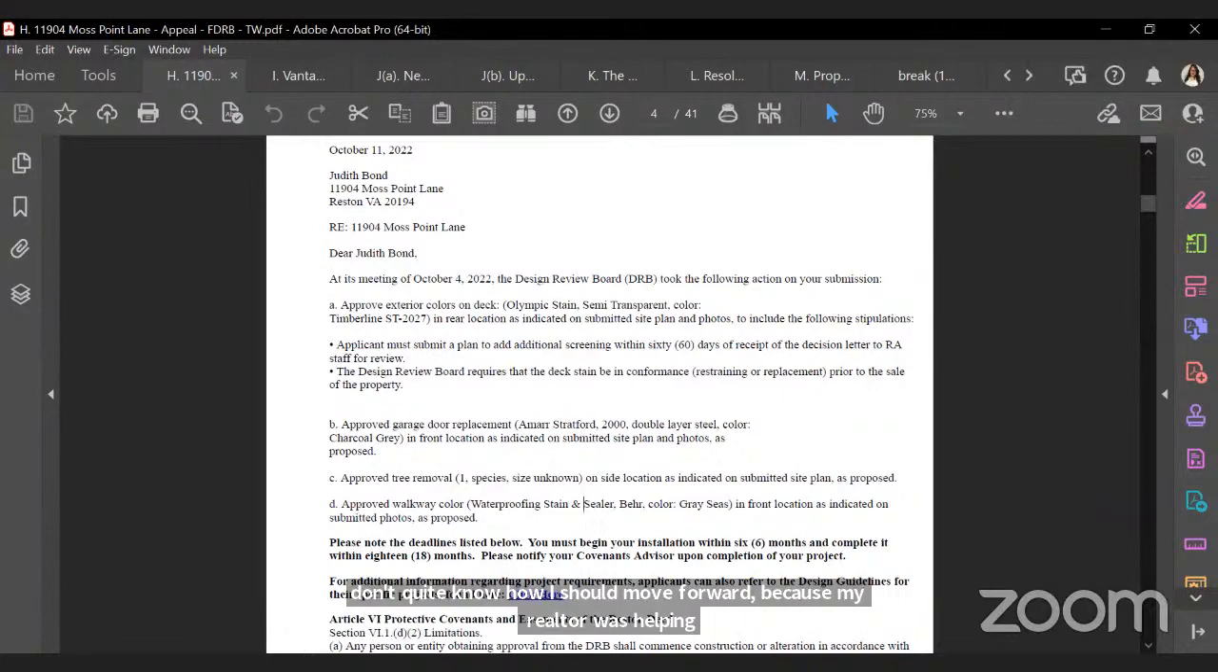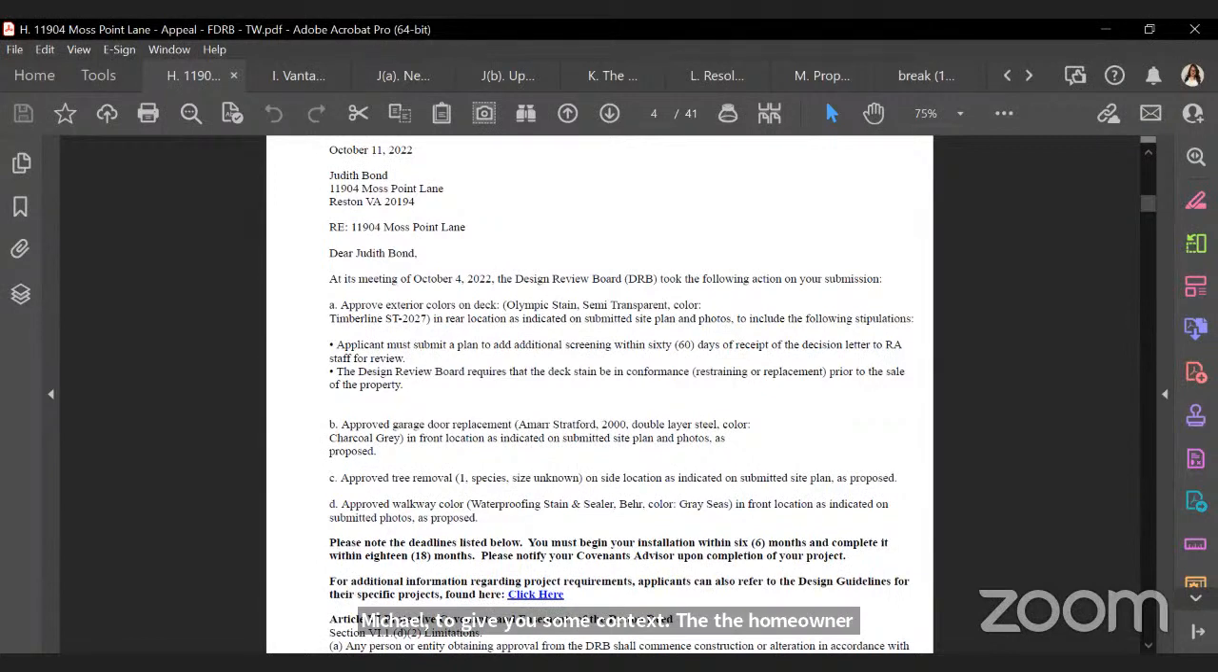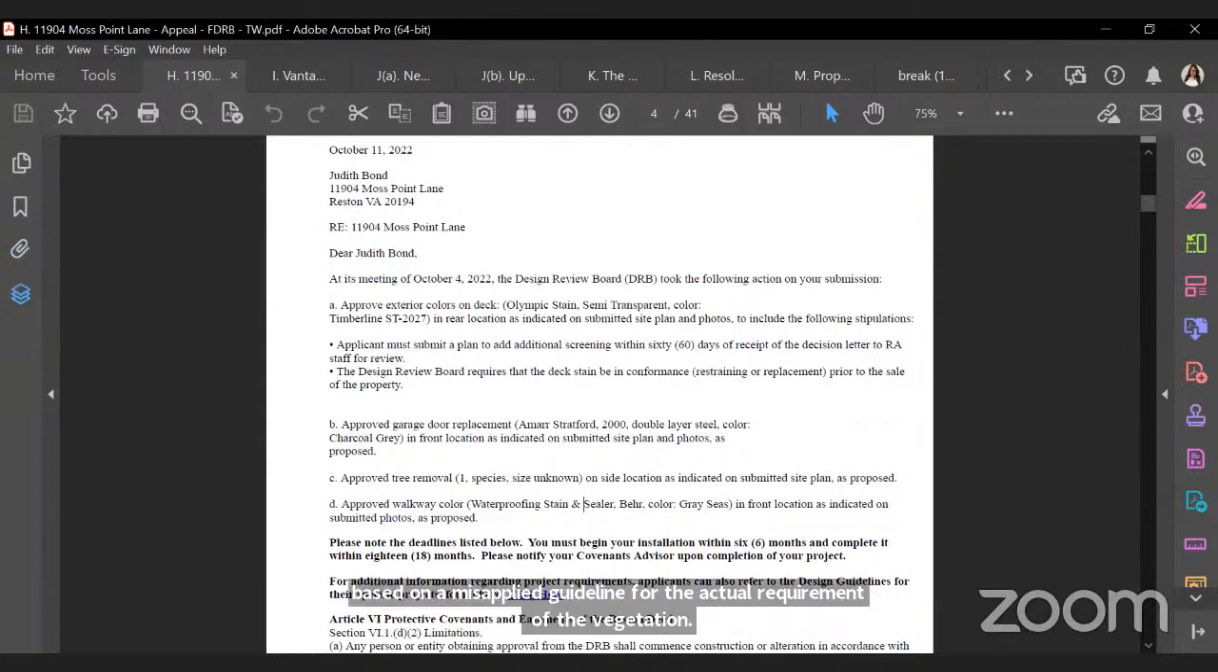Michael, to give you some context, the homeowner is appealing based on a misapplied guideline for the actual requirement of the vegetation. So I don't believe their intent is to install vegetation as screening.